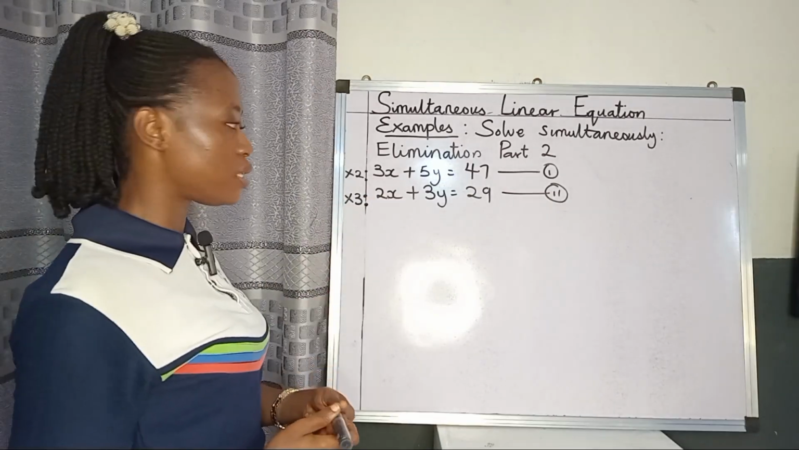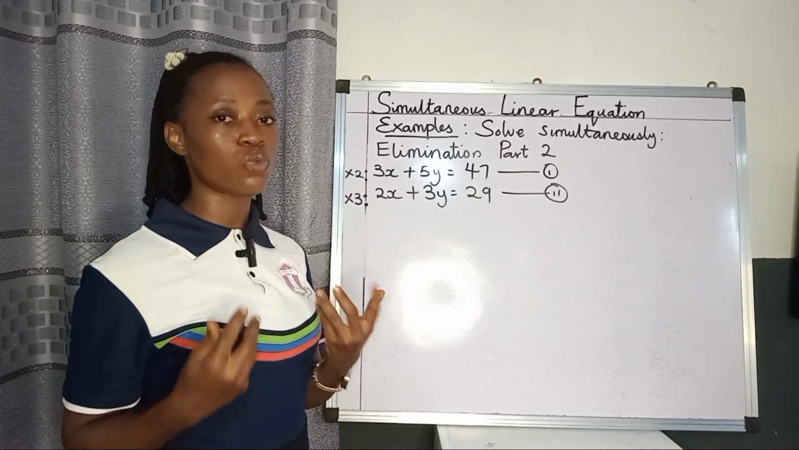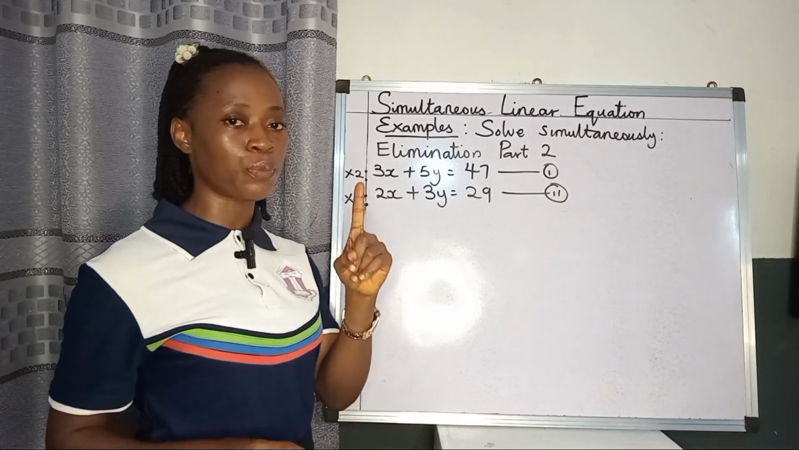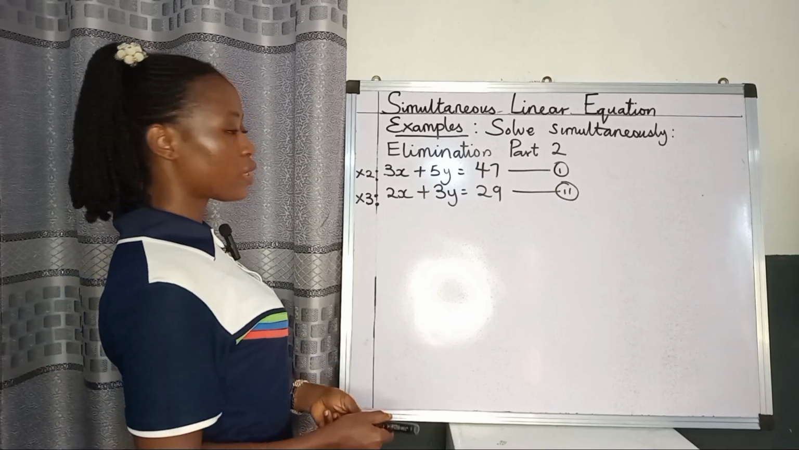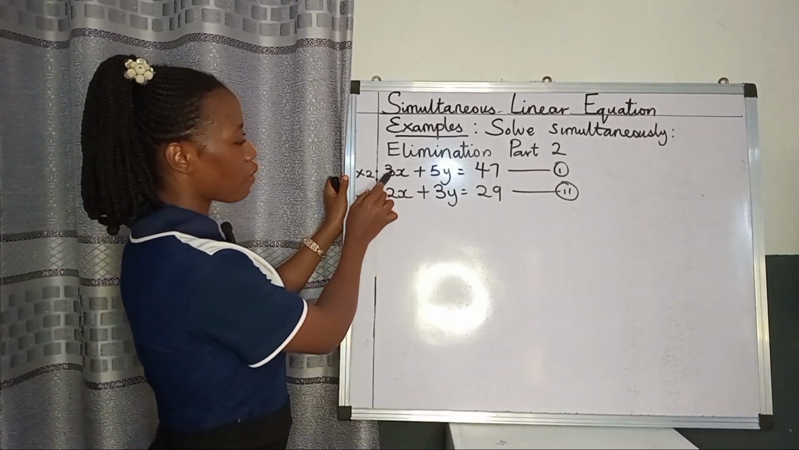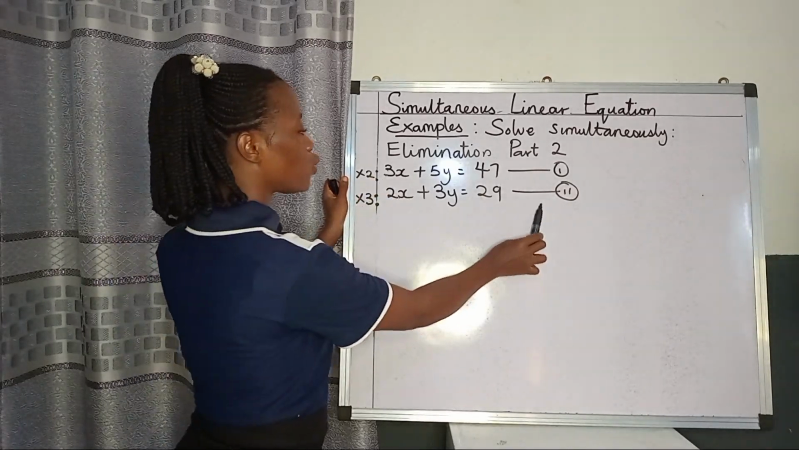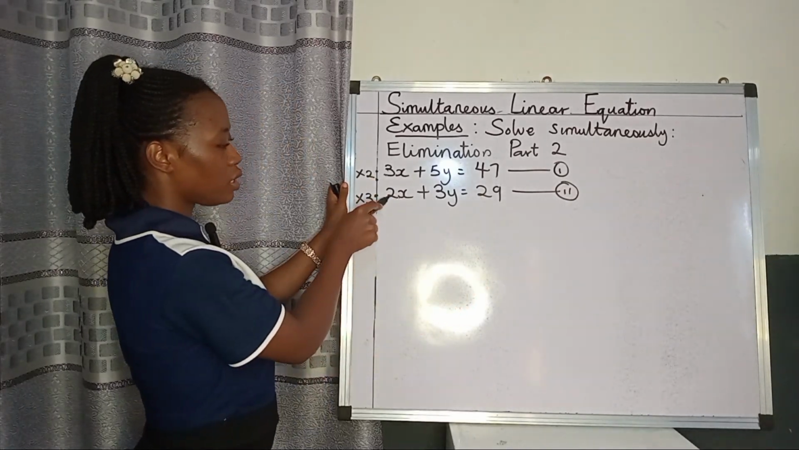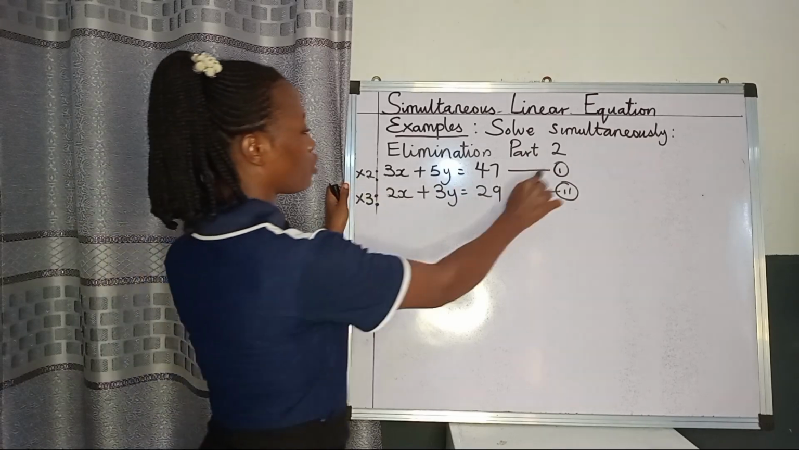Guys, what I mean is this. First of all, choose the variable you wish to eliminate. That is step 1. Step 2, take note of their coefficients. For x in equation 1, the coefficient is 3, so I'll use this 3 to multiply equation 2. Likewise here, the coefficient is 2, so I'm using this 2 to multiply equation 1.